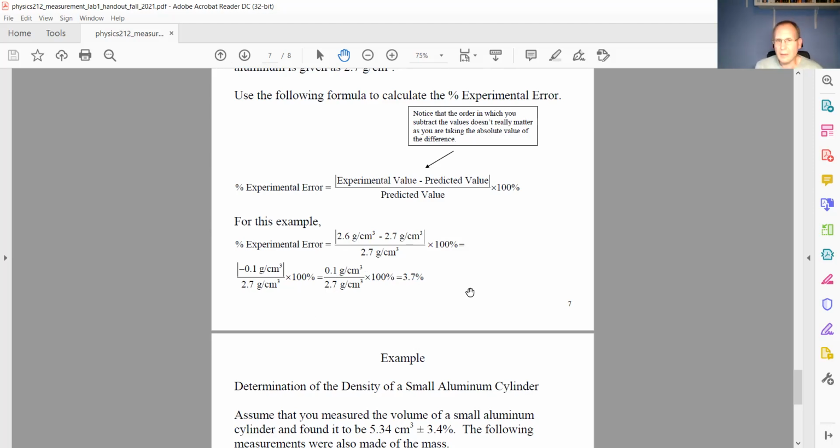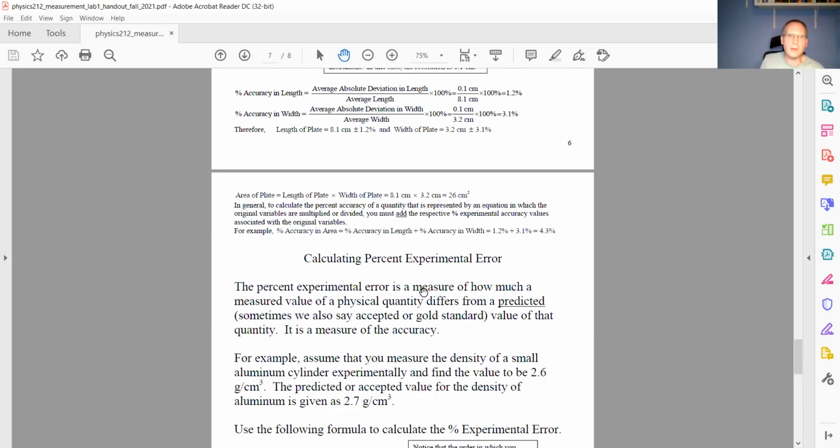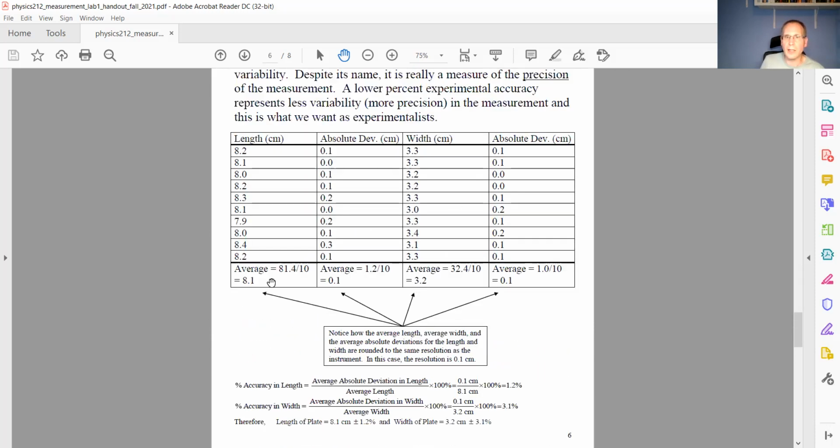Now, there is one subtlety here. It turns out that for percent experimental error, which we were just talking about, it is okay to get 0%. That means that your experimental value was exactly the same as the accepted predicted gold standard value. But when you calculate percent experimental accuracy, which we did earlier, when we're looking at the table, measure the variability, measure precision, it turns out you can never have an answer of 0%.